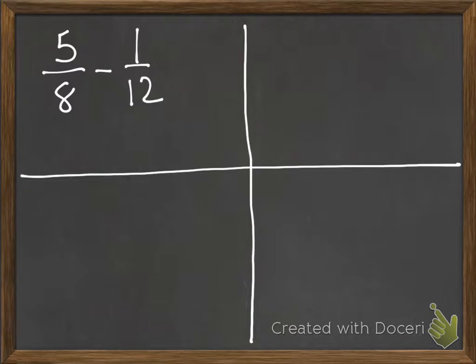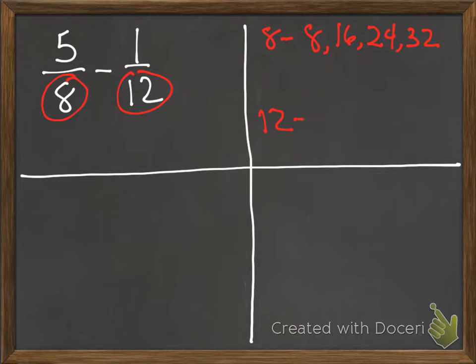Let's subtract one. Okay, here we have our denominators are different again. So I'm going to list the multiples of 8. 8 times 1 is 8. 8 times 2 is 16. Times 3 is 24. Times 4 is 32. I'm going to come down here and do the same with 12. 12 times 1 is 12. 12 times 2 is 24. And here we have a match. So my denominator is going to be 24.